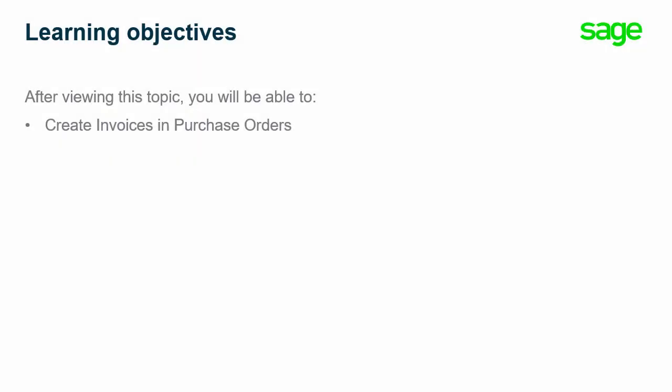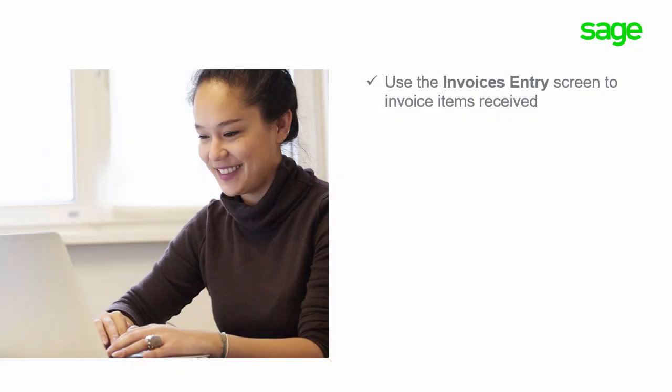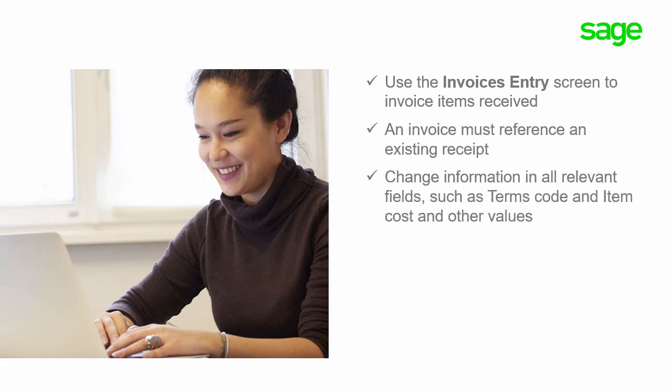For the next few minutes, we will explain how to create invoices and purchase orders. Use the invoice entry screen to invoice items received. An invoice must reference an existing receipt. It is possible to change information in all relevant fields, such as terms codes, item costs, and other values.